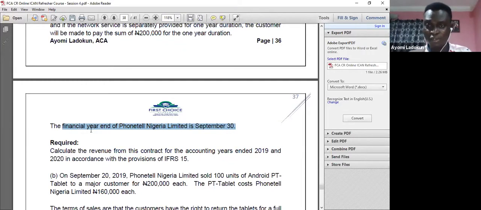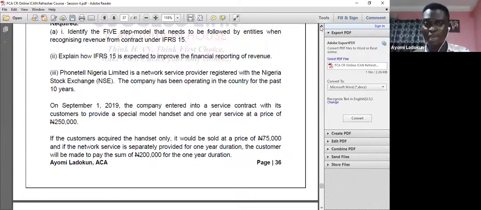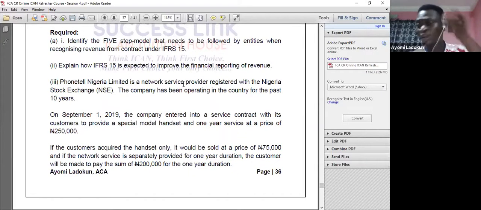They have reasons for giving you the financial year end, so don't ignore that. All right. Now it says required: calculate the revenue from this contract for the accounting years ended 2019 and 2020 in accordance with IFRS 15. So when I see this question, I remember my 5-step model for revenue recognition. So to make life easier, identify the contract with the customer. So what is the contract here?